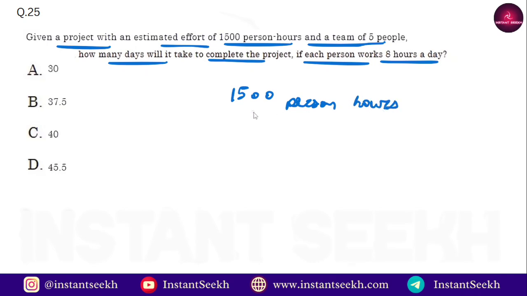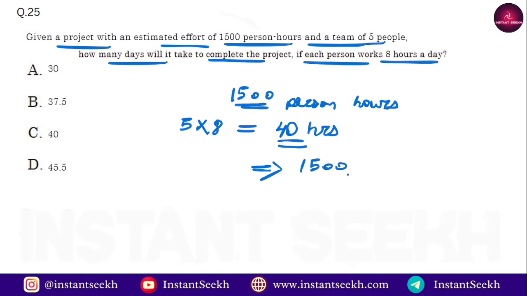So first of all we will calculate the total number of hours the team can work per day. How many people are there? 5. Each person works how many hours a day? Each works 8 hours a day. So the entire team output in a single day is 40 hours. Now to calculate the number of days required to complete the project, the total effort is 1500, and in a single day what we are covering is 40. So straight away you will just divide this to get your answer.